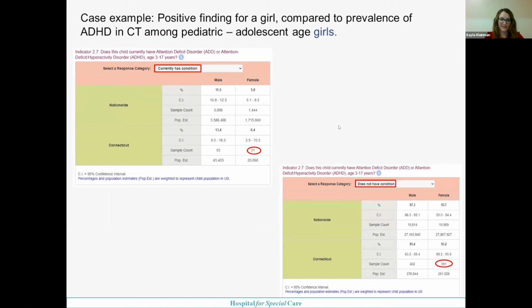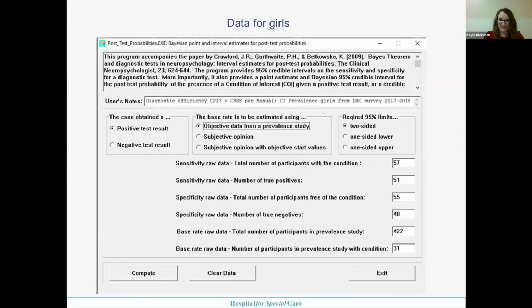So we're going to use the prevalence data from Connecticut to see how our results differ for a clinic that might be different from the Conners norm clinic. So they saw 50% of their participants had ADHD. For us, we're going to use this Connecticut data. So here in the Connecticut sample, 31 female participants had ADHD, and there were a few hundred that didn't. So this base rate is a lot lower than what the Conners manual used. So we're going to input all this data now.